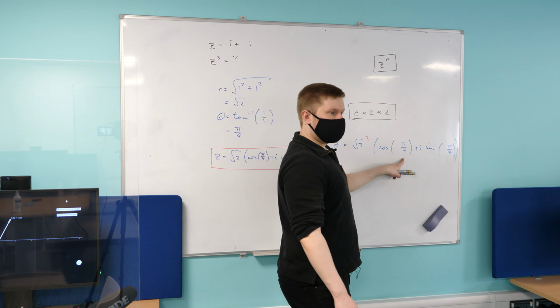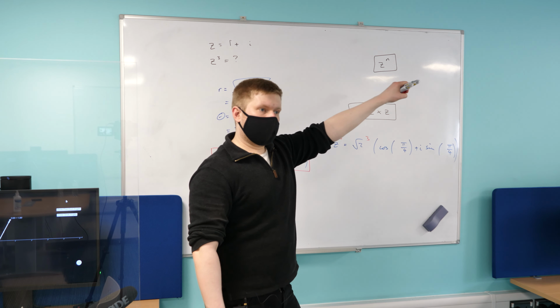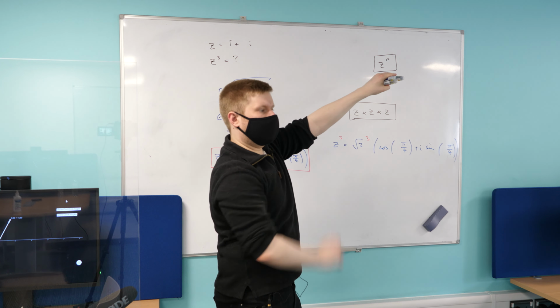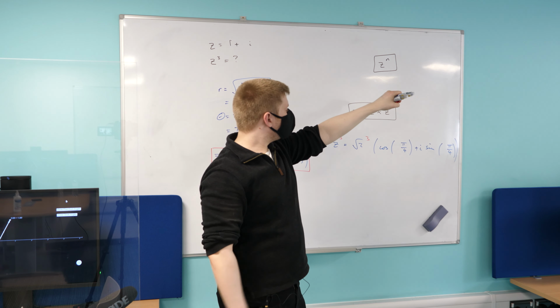Now let's think about the rotation. So we're going to deal with the argument. At the moment, I'm at pi by 4. So if you imagine my arm is like my complex number, at the moment, I'm at pi by 4.